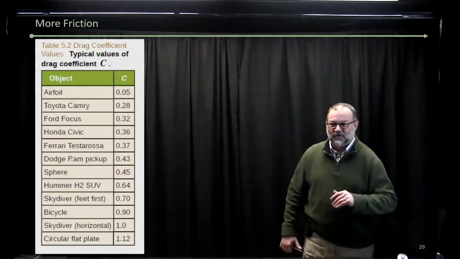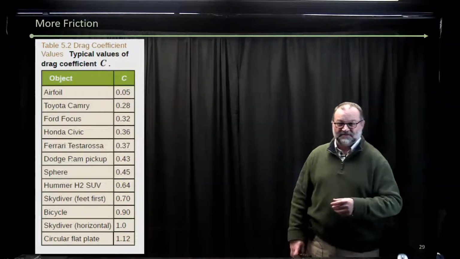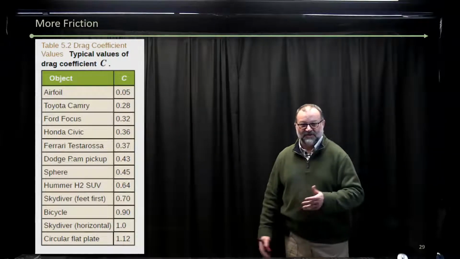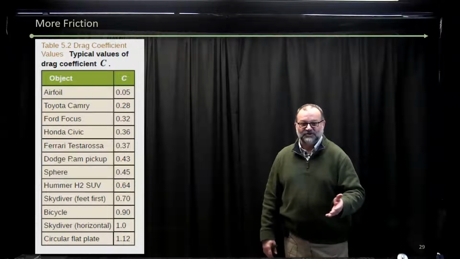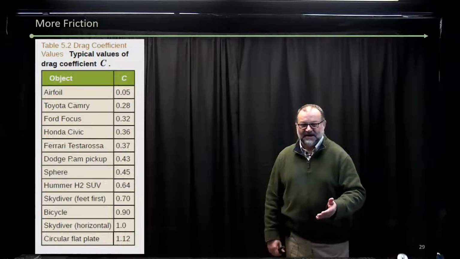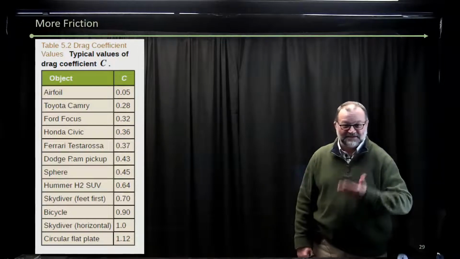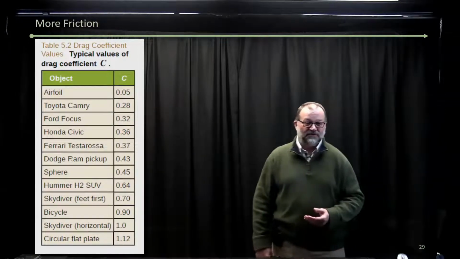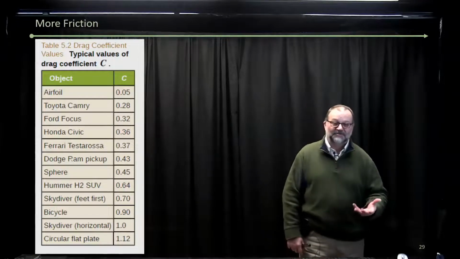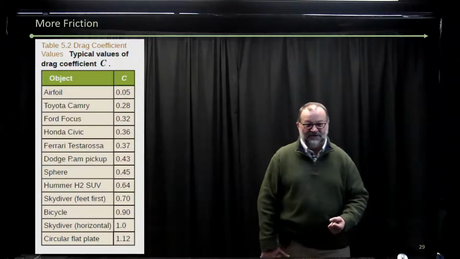a wing, 0.05, Toyota Camry, 0.28, Ford Focus, Honda Civic, Dodge Ram pickup, Hummer H2 SUV. Not really good at going through the air. Skydiver feet first, skydiver horizontal, and a circular flat plate, all these different drag coefficients that you either have to measure or you have to calculate in some very complicated way.